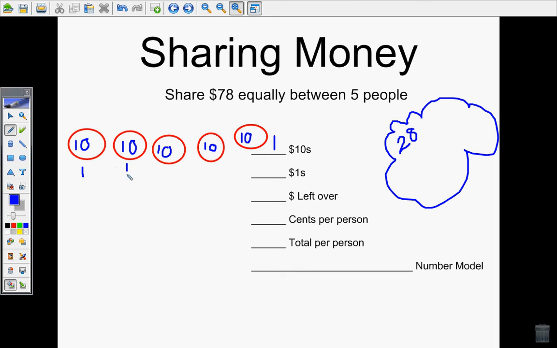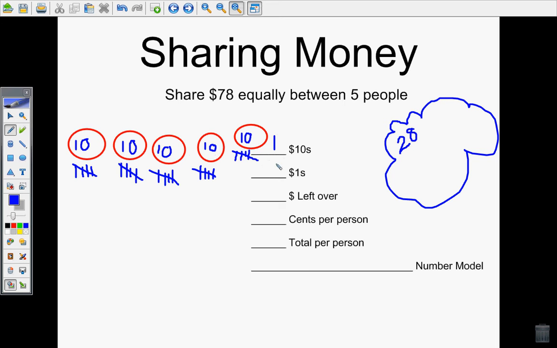So 1, 2, 3, 4, 5, 6, 7, 8, 9, 10, 11, 12, 13, 14, 15, 16, 17, 18, 19, 20, 21, 22, 23, 24, 25, we're getting close, 26, 27, 28. Ooh, we couldn't get enough for another round.